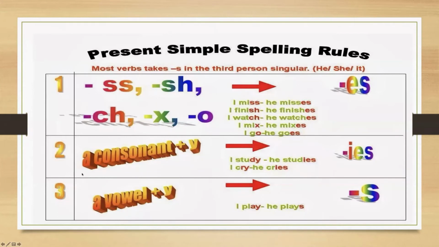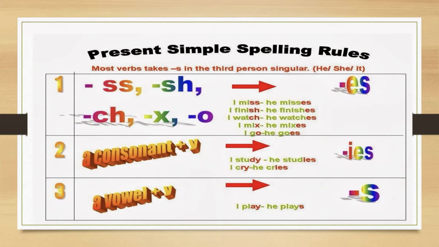So, present simple spelling rules. Most verbs take S in the third person singular. It is he, she, it. The first rule is after the letters SS, SH, CH, X, and O, we add ES. For example, I miss, he misses. I finish, he finishes. I watch, he watches. I mix, he mixes. I go, he goes.